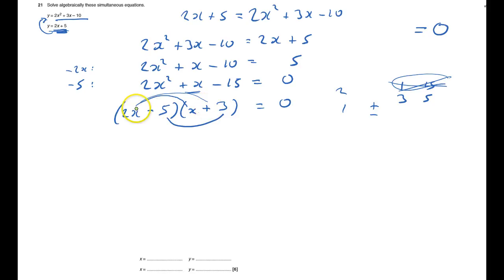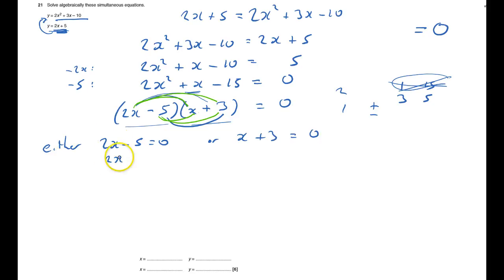Always check we've got it right. That gives me 2x squared, that gives me 6x, take away 5x does give me plus x, and minus 5 times 3 is minus 15. That's marvellous. Now I've got something times something equalling 0, then either 2x minus 5 equals 0 or x plus 3 equals 0, and therefore just solve those. Add 5 both sides, 2x equals 5, so x equals 2.5 or x equals negative 3. So x is 2.5 or x is negative 3.